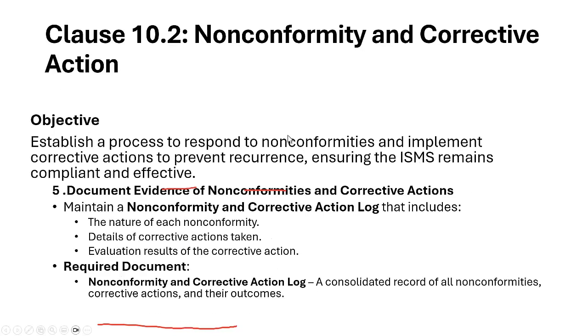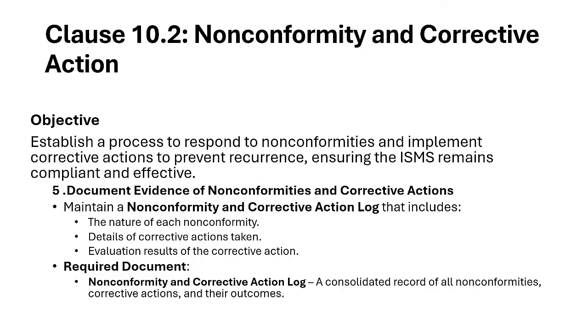Now, next, we document the evidences, like the nature of each non-conformity, details of corrective actions, and evaluation results. This is captured in the non-conformity corrective action logs. So the required document is the non-conformity corrective action log, which is like a consolidated record of all the non-conformity corrective actions and their outcome. So we have some documents which are required in this particular stage.